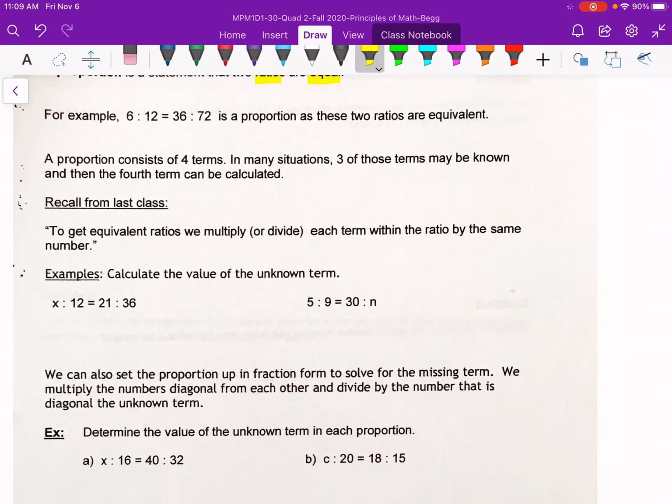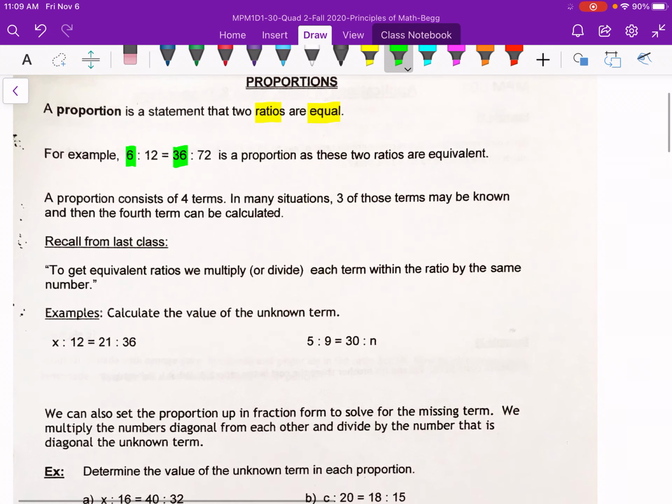So for example, if I had 6 to 12 is equal to 36 to 72. 6 to 12 is one ratio. Sorry, I just got ahead of myself with the highlighting. But here's one ratio, and here's another ratio. Okay? So there's ratio 1, here's ratio 2. So those are the two different ratios.